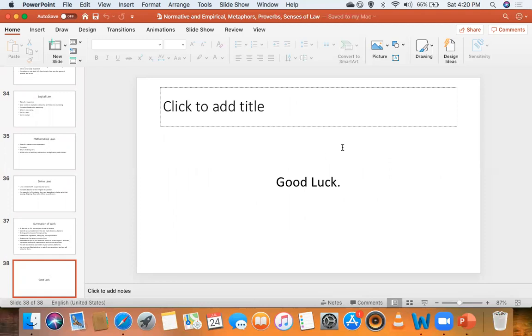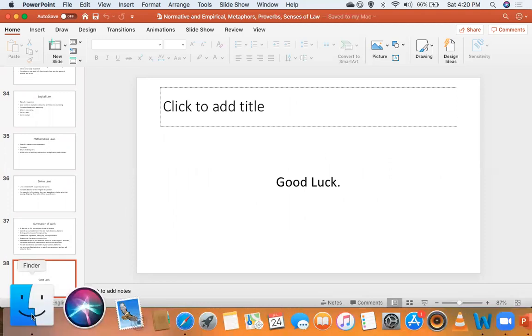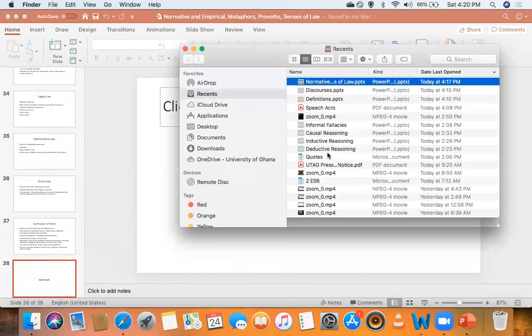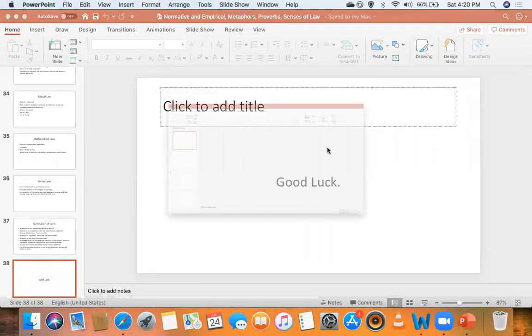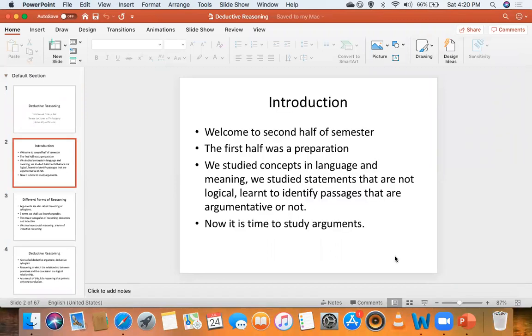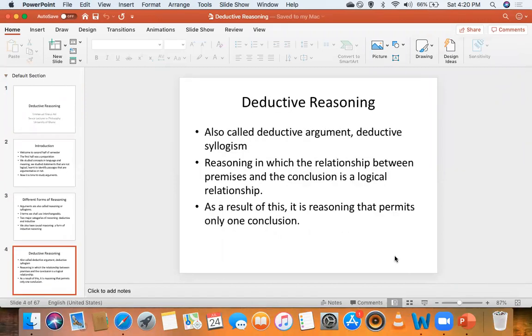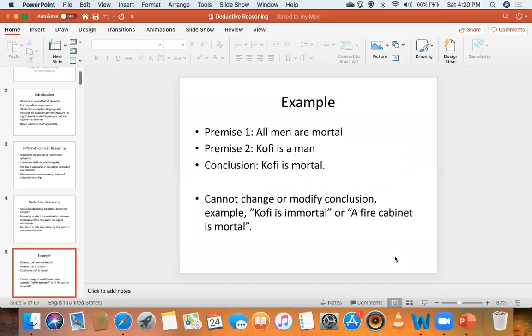And we said the second half of the semester was to study arguments, and that began with deductive arguments. So let's get the slides on deductive arguments. We said deductive reasoning is reasoning in which the relationship between the premises and the conclusion is a logical relationship. We'll give example of deductive reasoning.